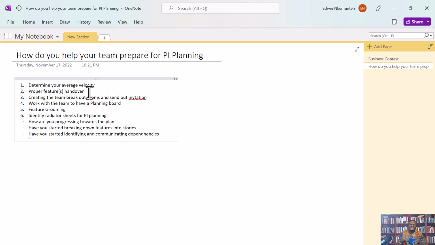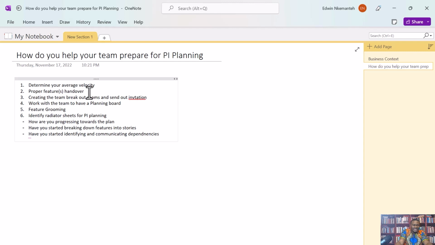Identify these sheets, and make sure you keep them somewhere you can actually have access to them before your PI planning. Remember, you've been watching most of my content. I always advise that as a Scrum Master, what will separate you from other Scrum Masters is your ability to stay prepared. Prepare well ahead of time.